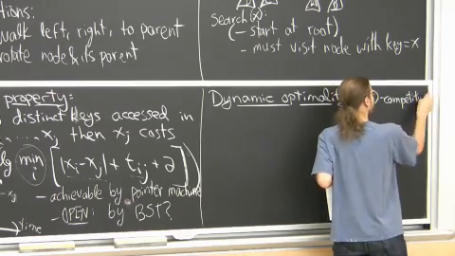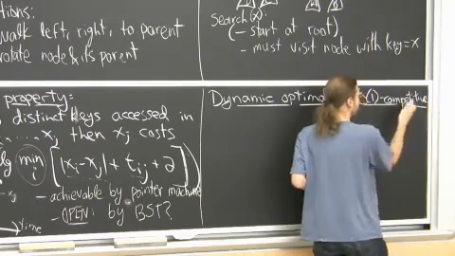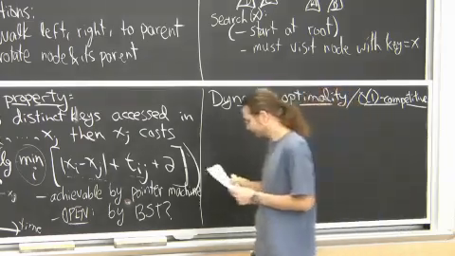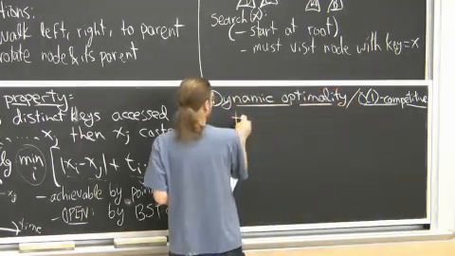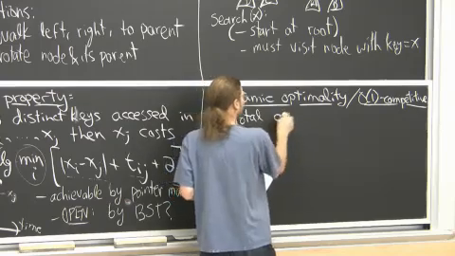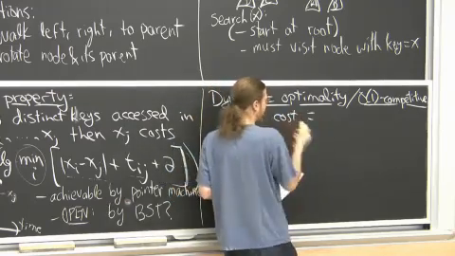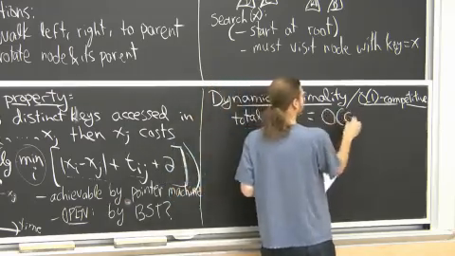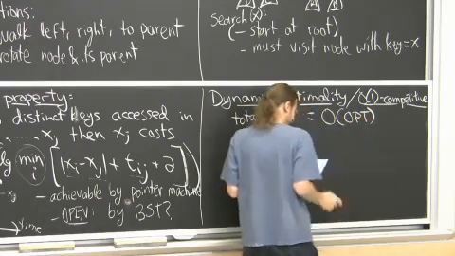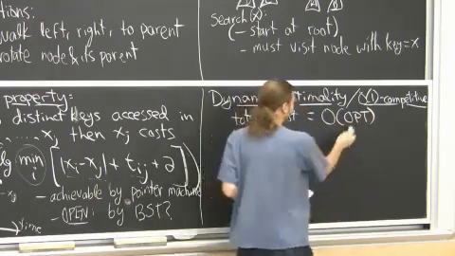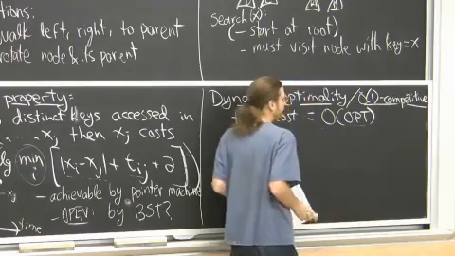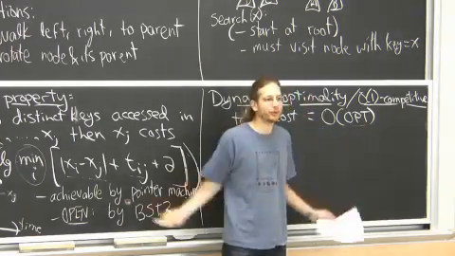But the paper that introduced dynamic optimality preceded competitive analysis, so it has another name. What we'd like is that the total cost of all your accesses, so this is like amortized cost, is within a constant factor of the optimal. What's the optimal? This is over all binary search trees.